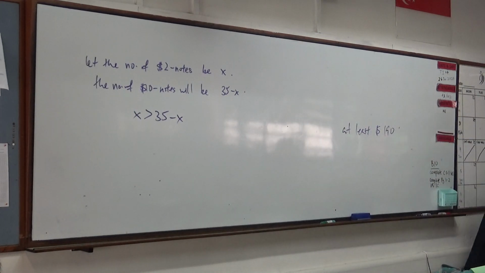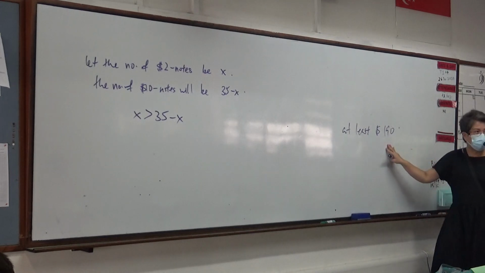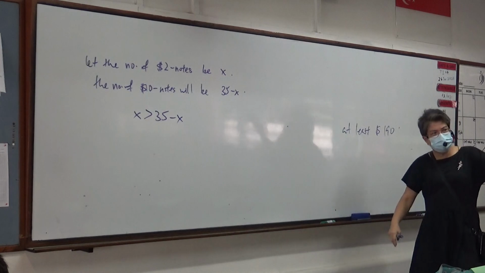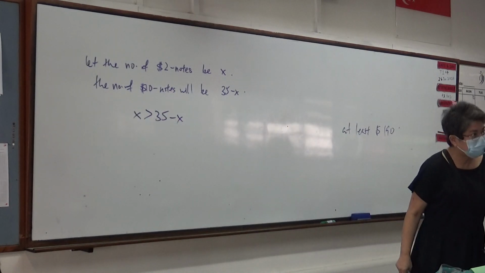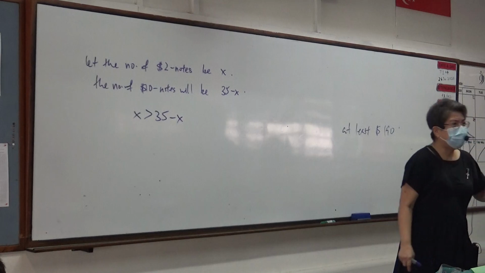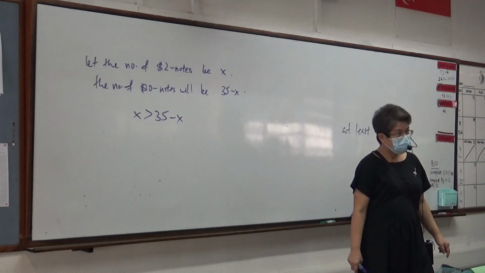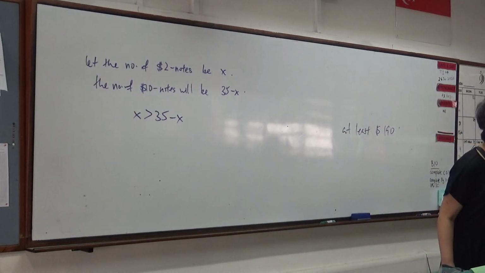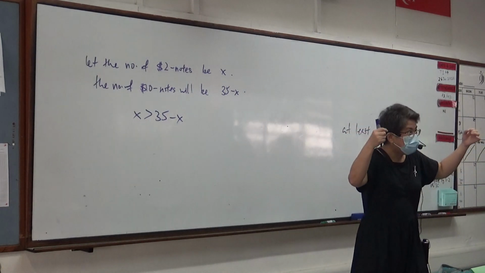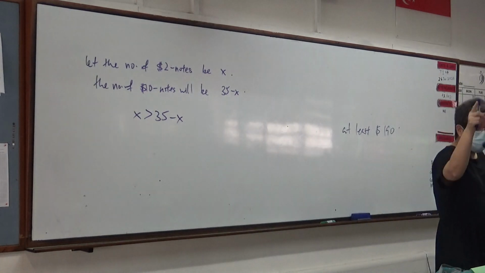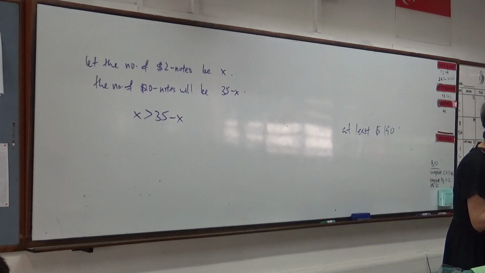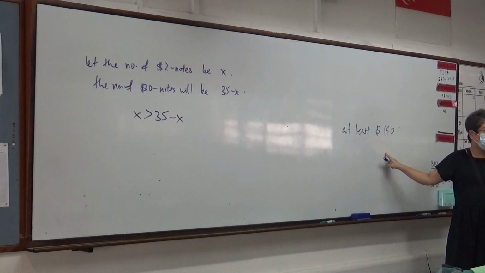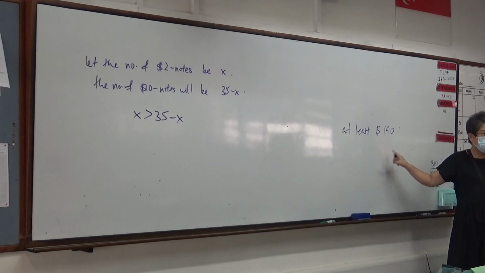Now, what do you mean by at least 190? You must read the caption carefully. At least 190, can be 190? Yes. At most 190, can be 190? Can. Not more than 190, can be 190? Can. Less than 190, can be 190? No. You must read carefully. It can be a strict inequality or with an equal sign. The total value is at least this, that means it can be more and can be equal also.